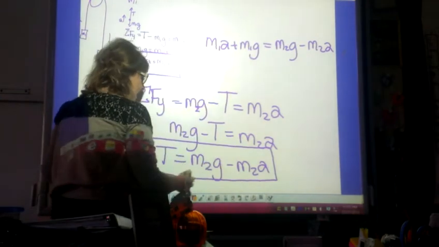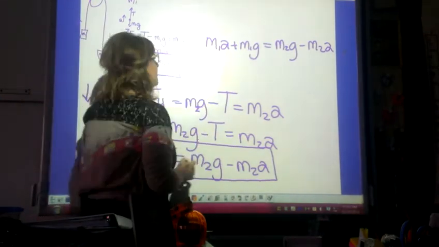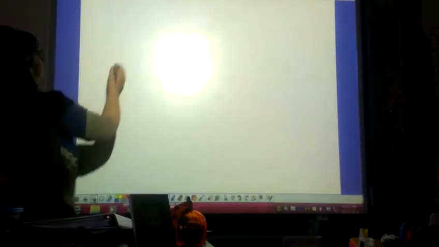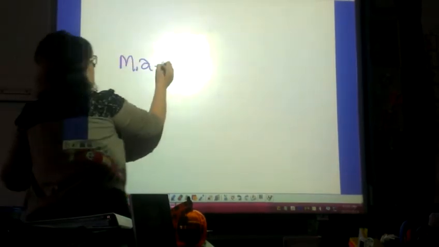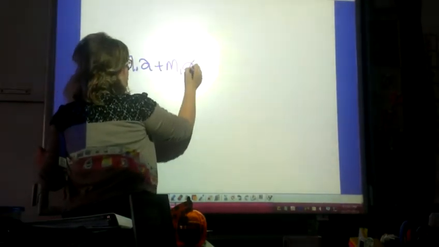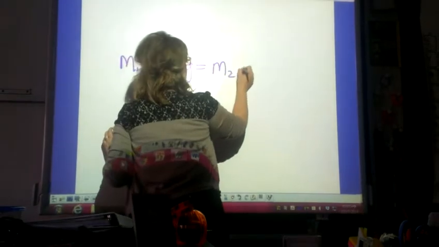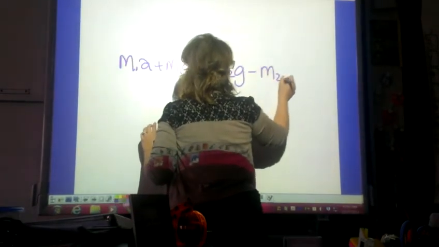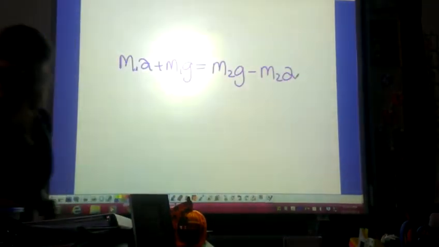So this is what I'm left with. Let's simplify this down and see if I can make something better from this. Actually, I'm going to do this on a different page. M1A plus M1G equals M2G minus M2A.